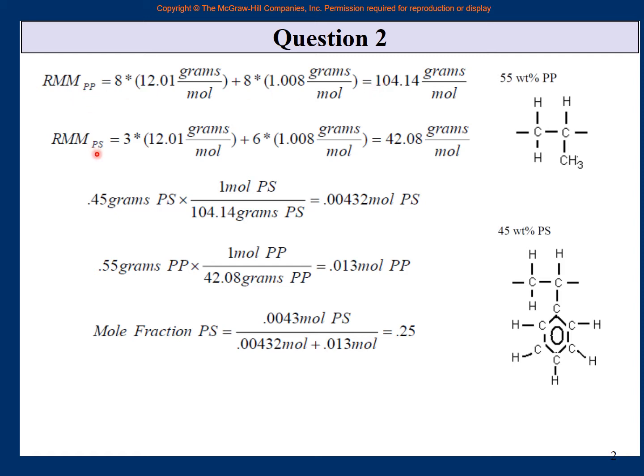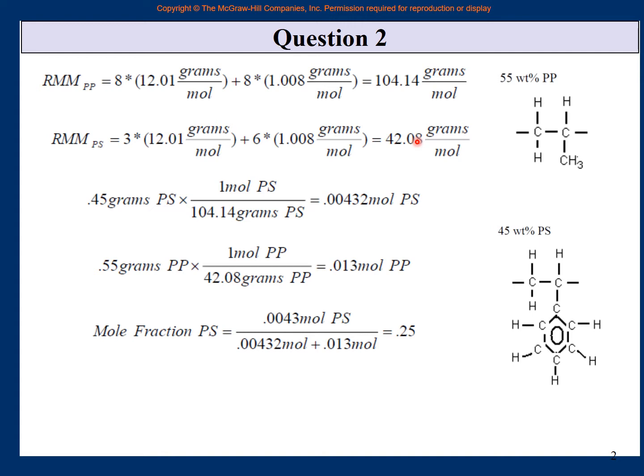For polystyrene, 3 into 12 plus 6 into 1. If you don't remember the decimals, we are being very correct: 12.01, 1.008, otherwise you will write 104 there, 42 here. But if you want to be very correct, 104.14, 42.08, and this will be in grams per mole, right?